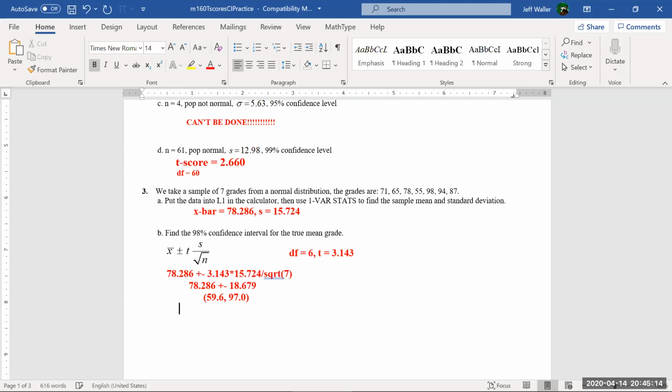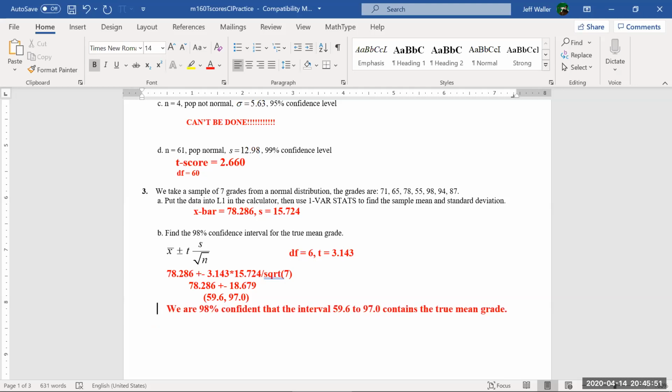And then our statement would be, we are 98% confident, you can do it, Jeff, that the interval, what was the units here? Grades, 59.6, so there's no real units on this specific problem, to 97.0, contains the true mean grade. I didn't say from what population, so it contains the true mean grade. This is as much as we can say, right? Let me see if I can't get it all up there.